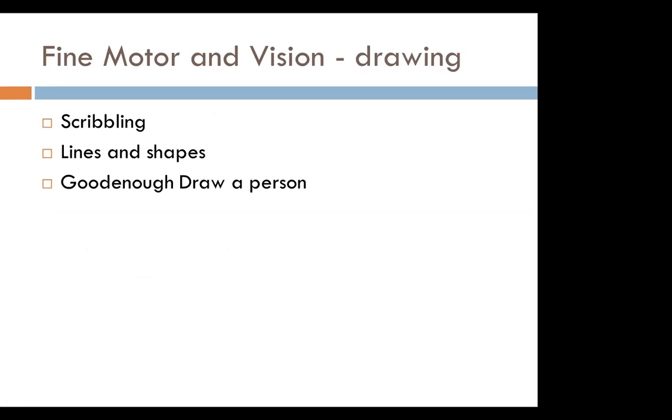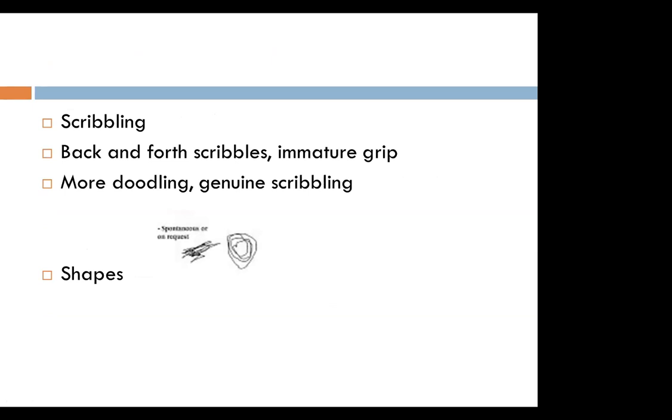Now, when we assess, when the child is a bit older, about 18 months or so, you can assess fine motor by drawing. So usually this is scribbling, then you proceed to lines and shapes. And there's also something you call the draw-a-person test, which psychologists also use to determine psychological profiles. But anyway. So scribbling, first they'll start with back and forth scribbles with an immature grip. Then after that, we do modeling with genuine scribbling. What I mean is this.